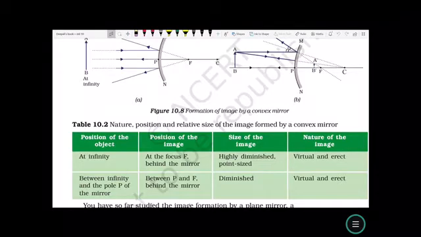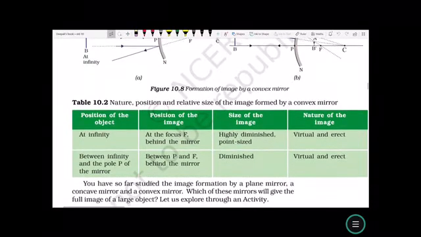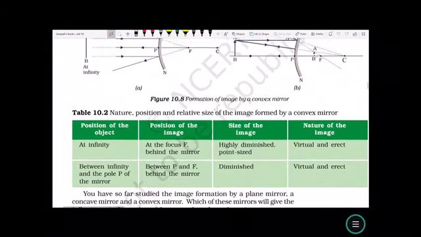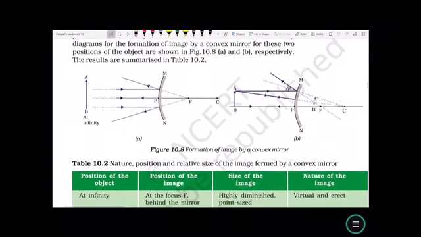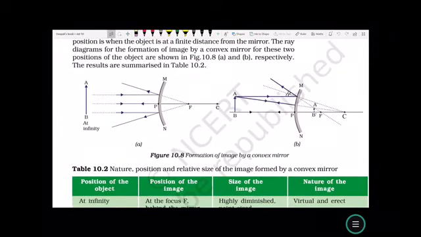Means any position you take at C, F, between C and F, anywhere on the principal axis, it will give the same kind of image: between P and F, behind the mirror, diminished, virtual and erect.